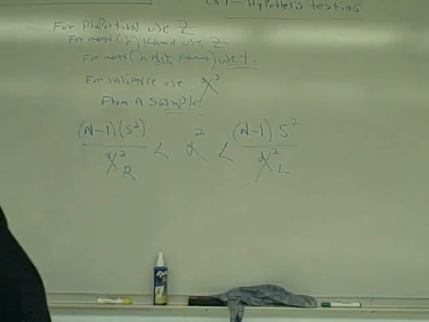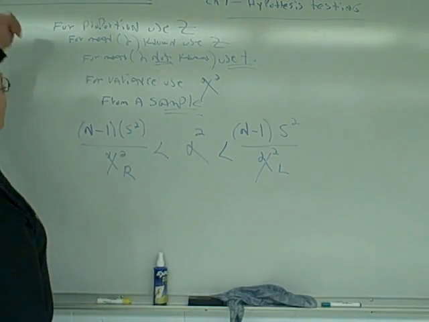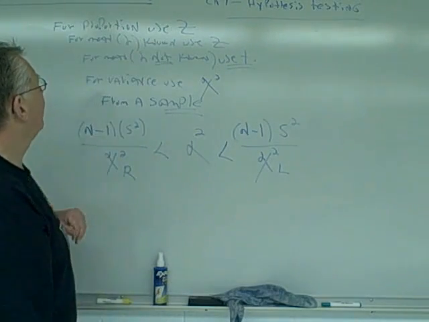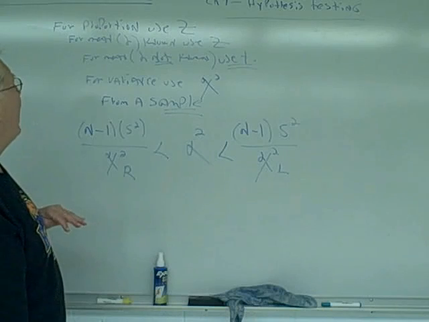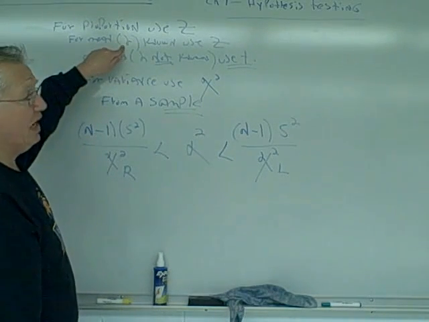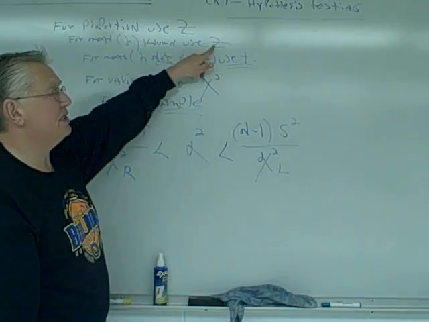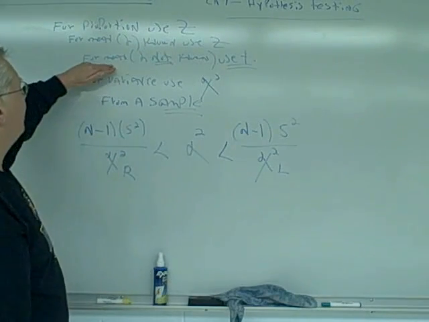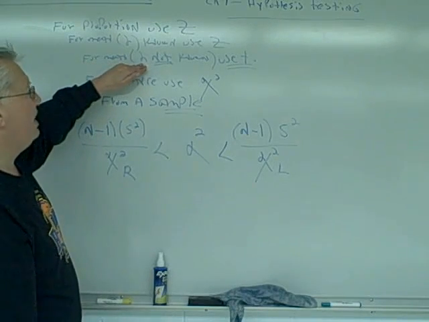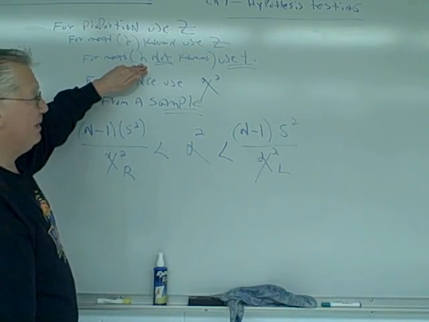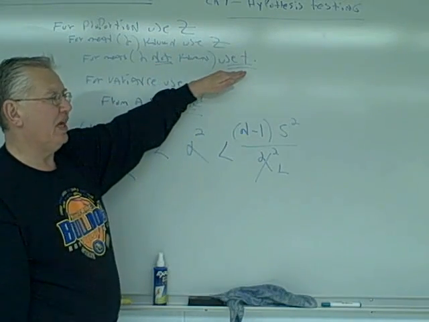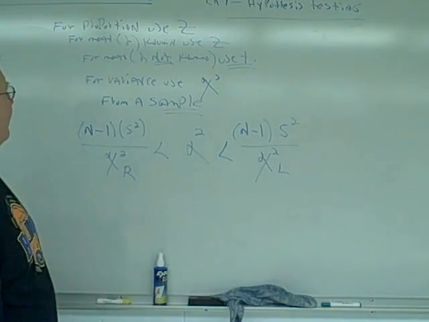Just a real quick review. When we're trying to estimate the population proportion, we use a z. When we're trying to estimate a population mean from a sample, and the standard deviation of the population is known, we use a z again. But to estimate a population mean from a sample where the standard deviation of the population is not known, which is actually more typical, we have to use a t as our critical value.